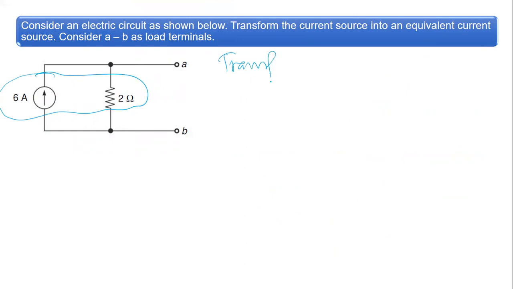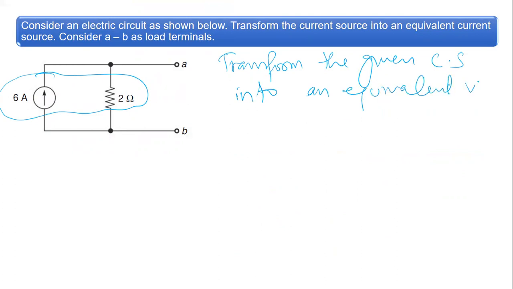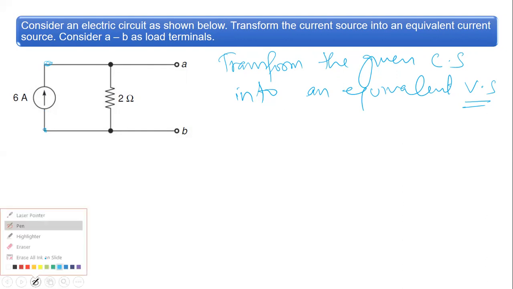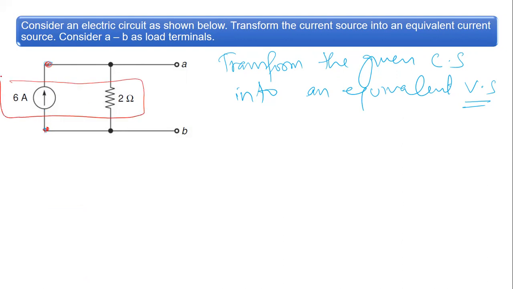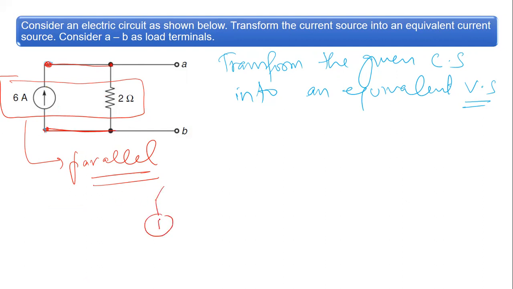So transform the given current source into an equivalent voltage source. Now what we have to take care of while converting a current source into a voltage source, we must check whether there is a resistance which is falling in direct parallel to the current source, as it is in this particular case. Now these two elements are in pure parallel. How? Because these two elements are sharing the same junctions. You can also draw it like this.